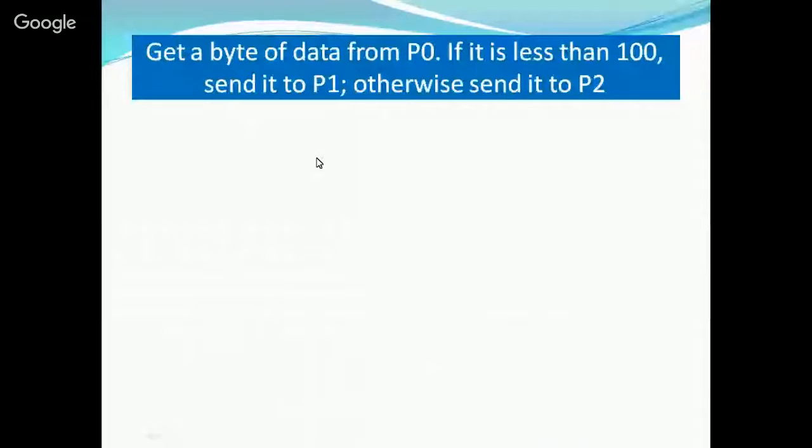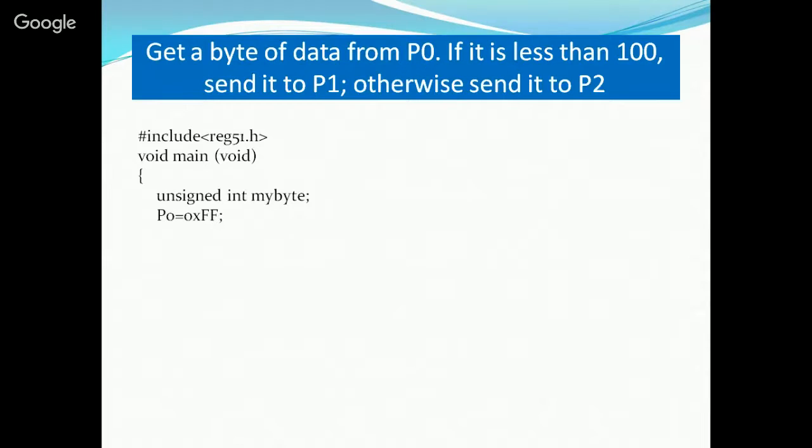So in this case, which port is basically an input port? Your port 0, because you are getting a byte of data from P0. That's why when I write P0 is equal to 0xFF, that means I make it an input port. And the data that is coming to you, you have to define it. You are getting a byte of data. So firstly, let me write the program here.